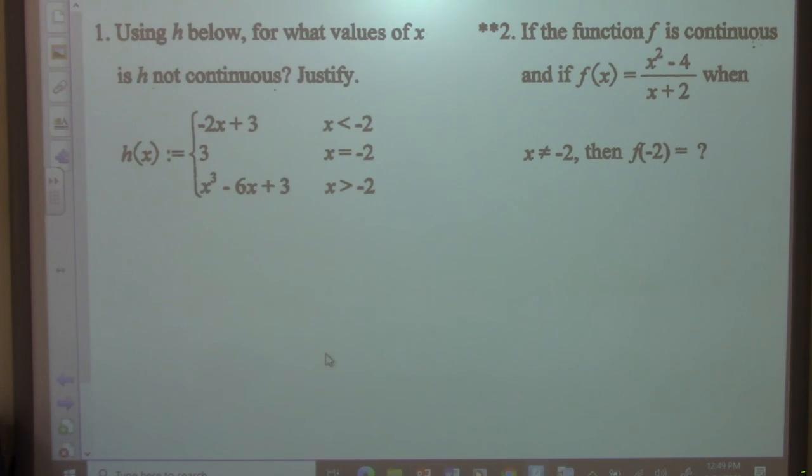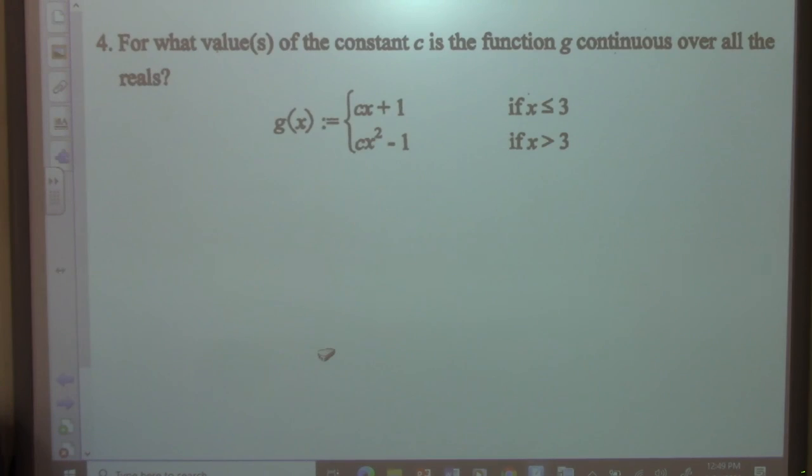Let's go here. Okay, for what values of the constant c is the function g continuous over all the reals? How do you determine continuity? The three things are what? The function is defined or exists, right? The limit exists, and they are the same.